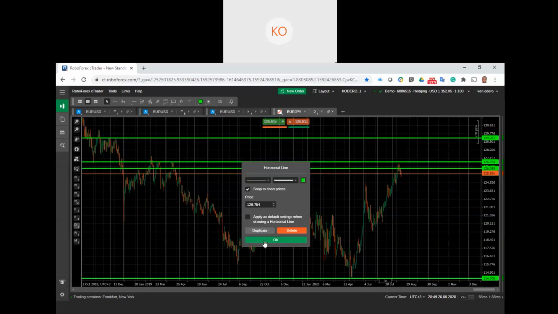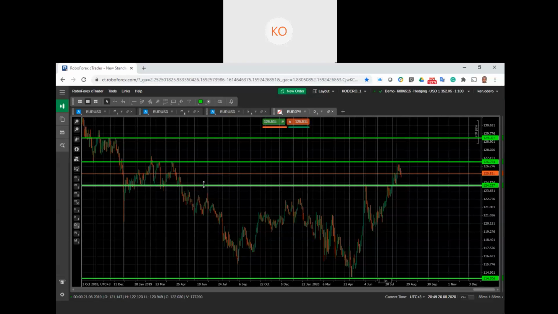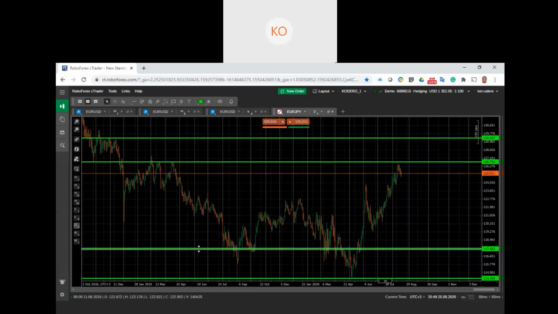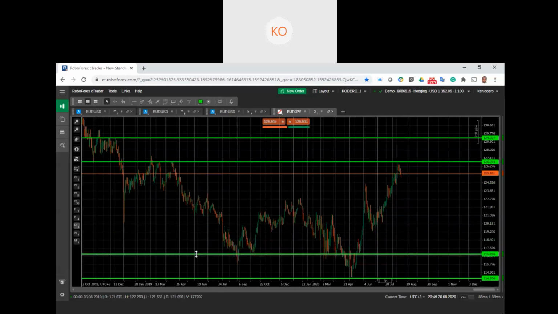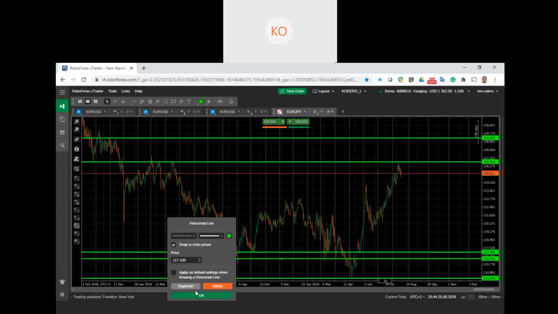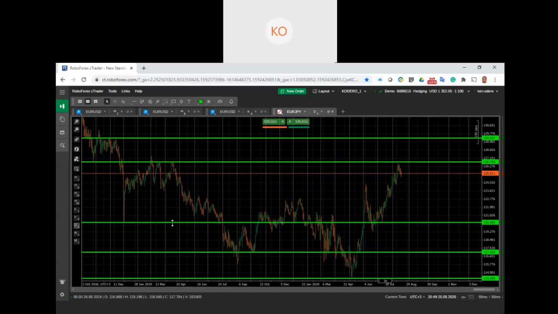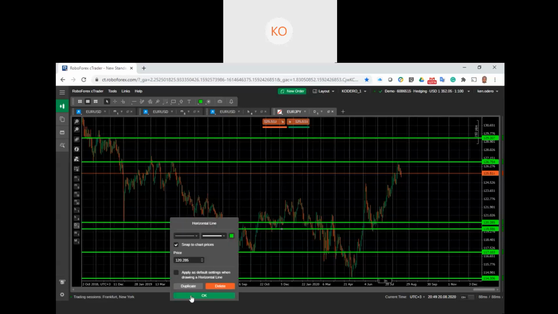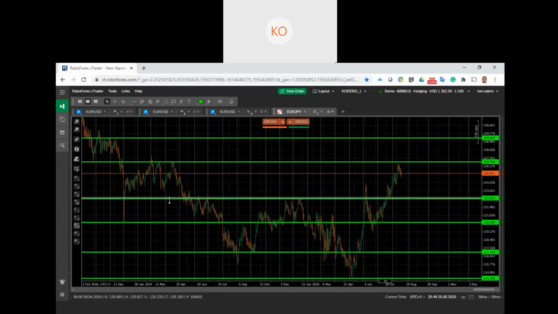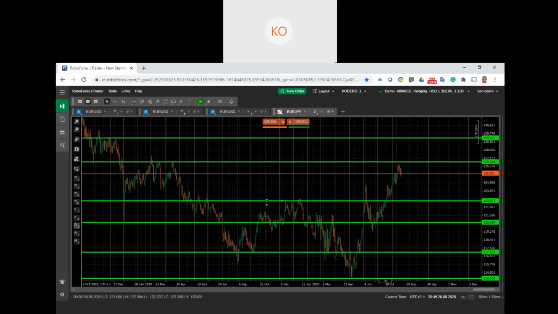Duplicate again, and then I'm going to just put it where I see significant turning and where it's touching several times. And then again, without thinking too much, I put it again where I see that it's touching several times. And then I think just one more. Somewhere there, it's touching several times. You don't have to be very accurate because it's a zone. So then you move to a lower time frame.